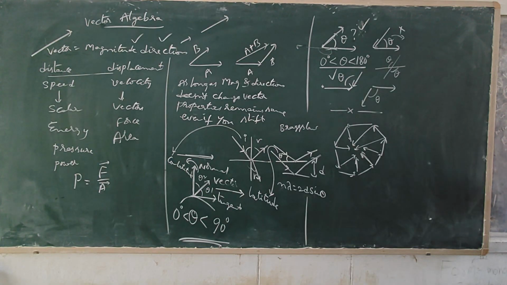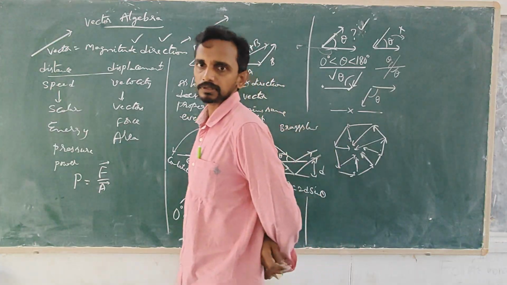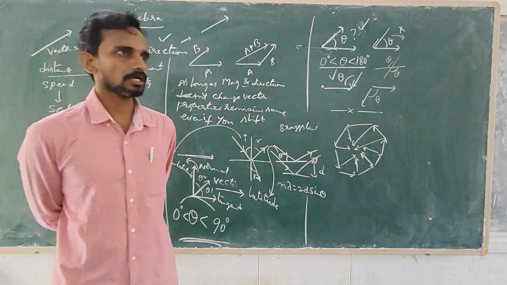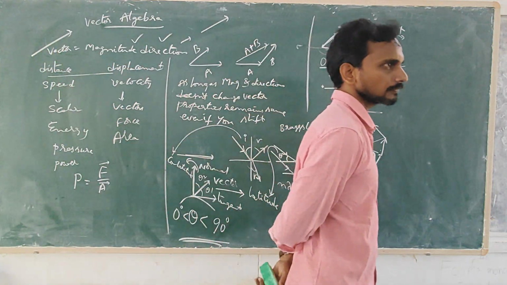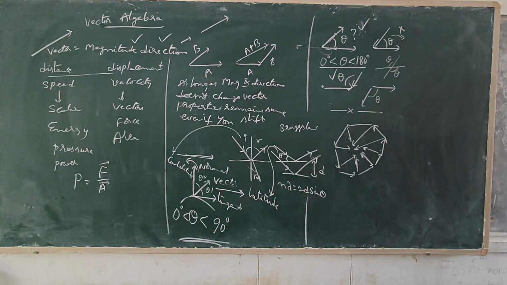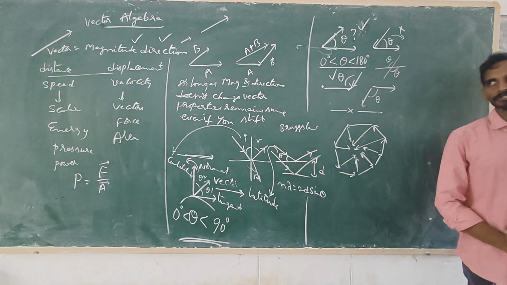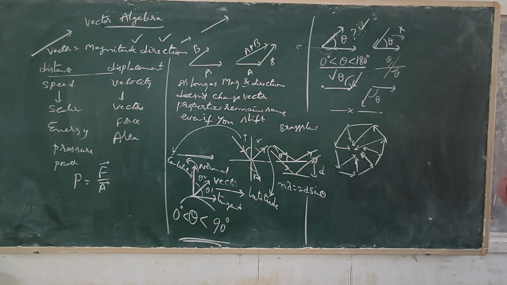So when there is a force acting perpendicular to the direction of motion always, the object undergoes circular motion. So the direction of motion is on one side, and the force is always perpendicular to the direction of motion. If some force acts like that, the object comes into circular motion.